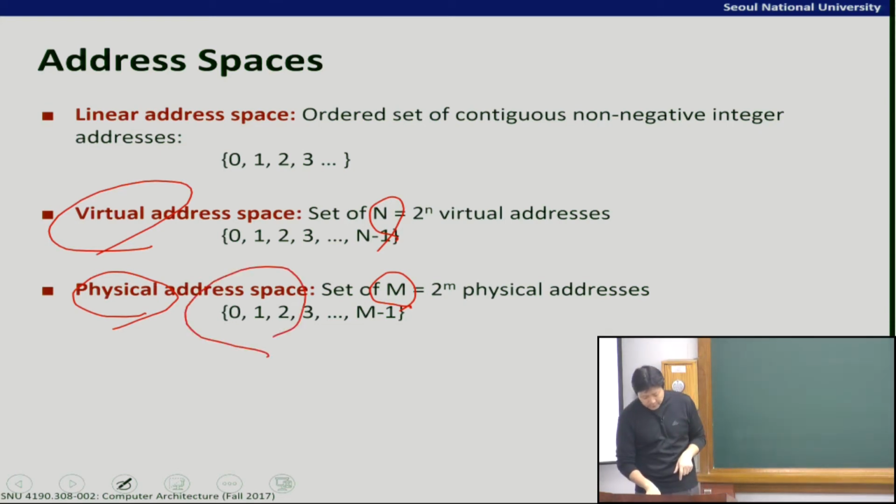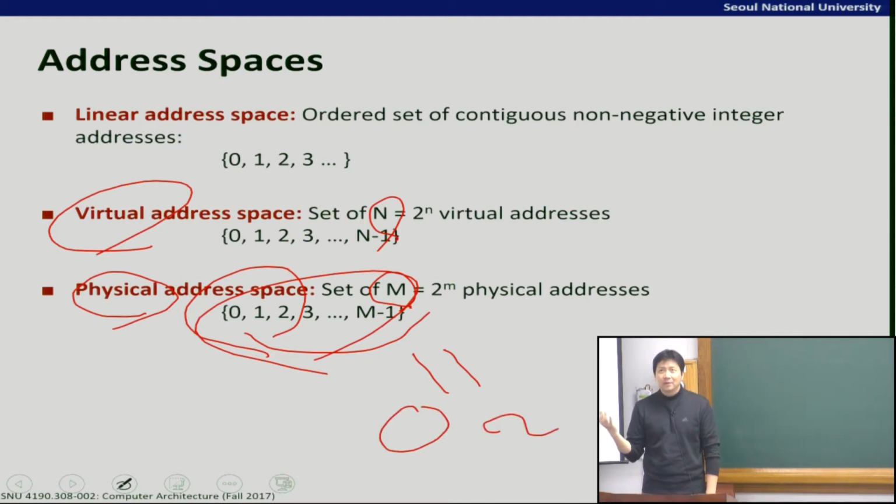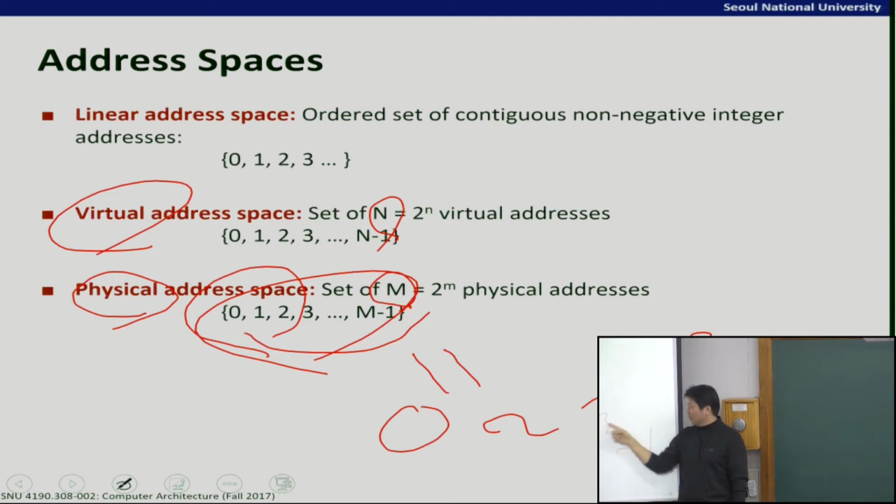So the physical address space, to first order, has the same size as your DRAM. Okay, so if your computer has 8 gigabytes of DRAM, then this physical address space will be somewhere between 0 through 8 gigabytes. 8 gigabytes is 2 to the power of 33, right? If your computer has 8 gigabytes of memory, then the physical address space will be from 0 to 2 to the power of 33 minus 1.